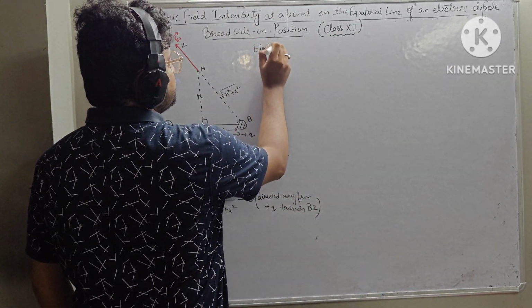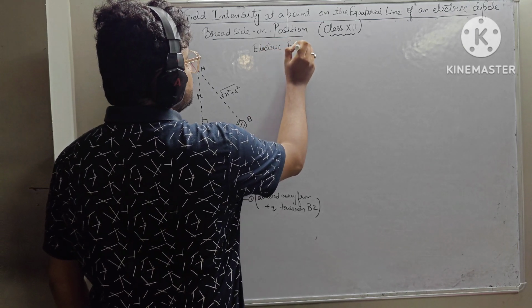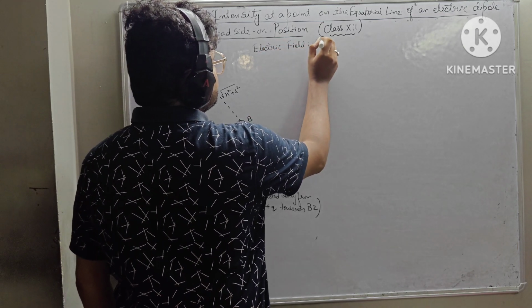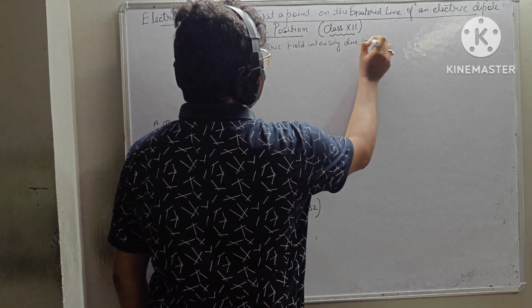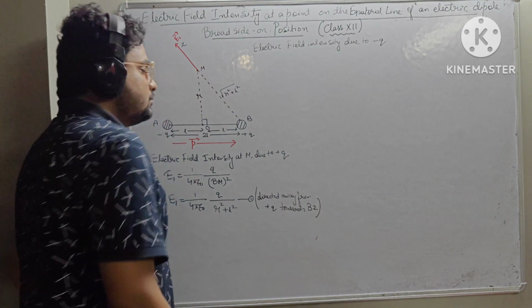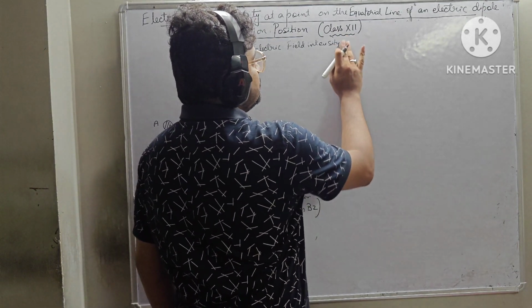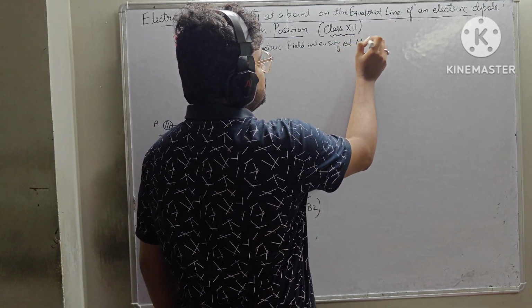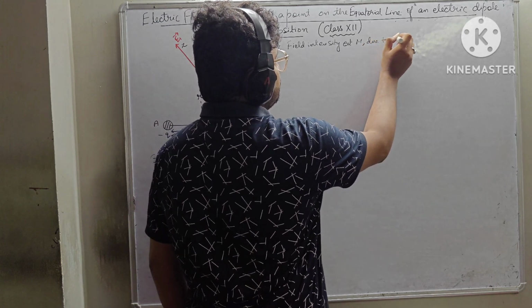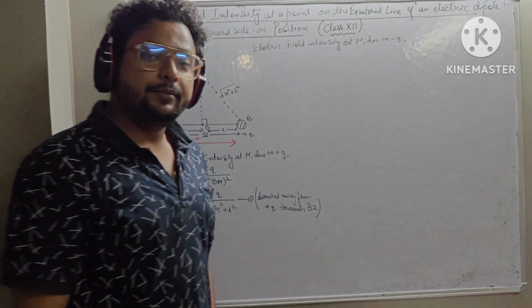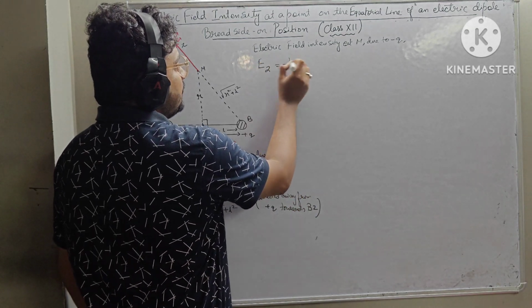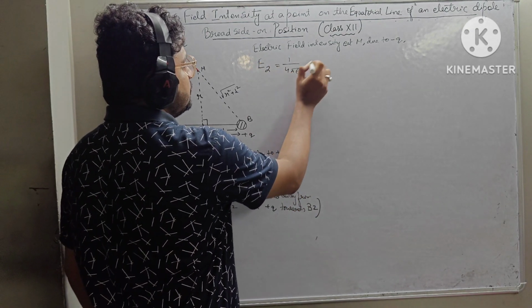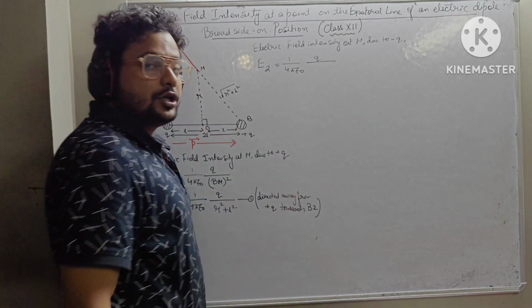So electric field intensity at M due to minus Q. Okay, at M due to minus Q. So E2 is going to be 1 by 4 pi epsilon naught Q divided by, now which distance?